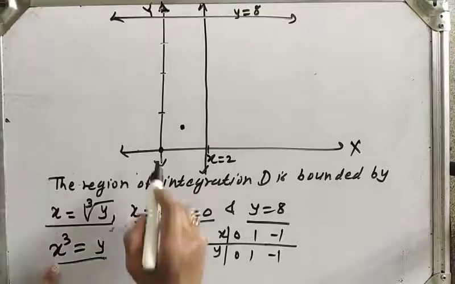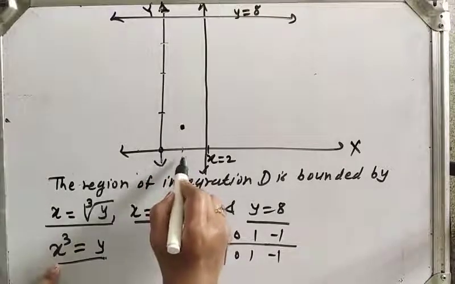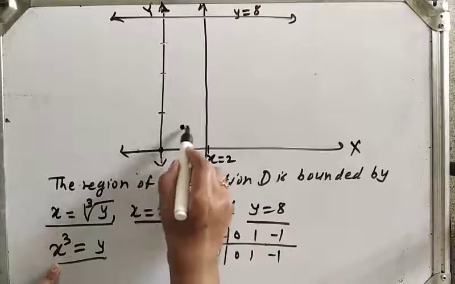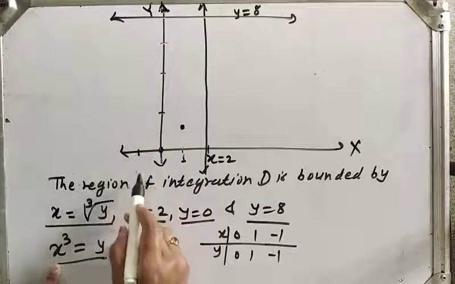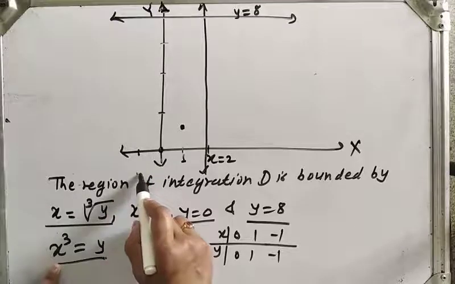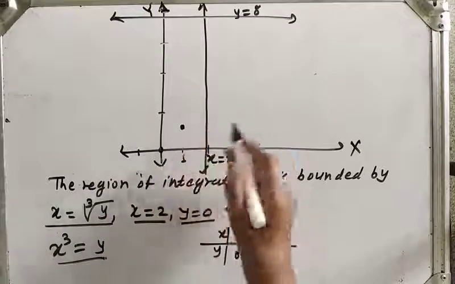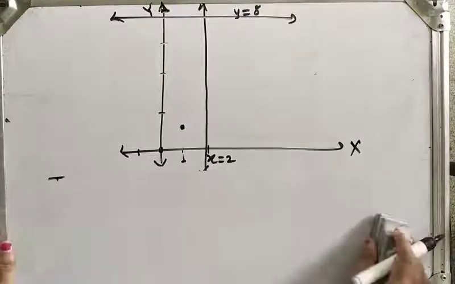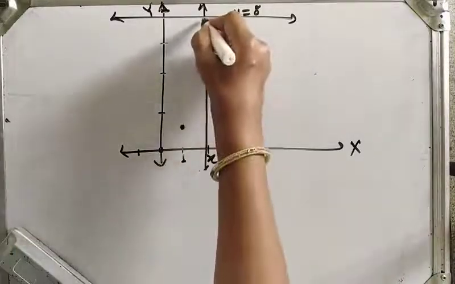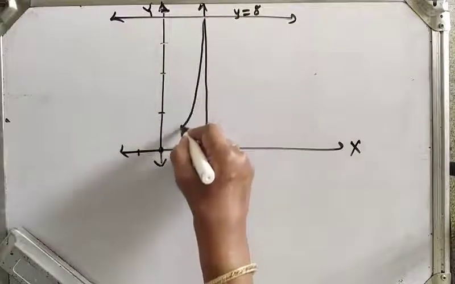So when x is 0, y is 0. Suppose 1 is here, so when x is 1, y is 1, this point. When x is minus 1, suppose it is minus 1, y is minus 1. So the graph of y is equal to x cube will be like this.